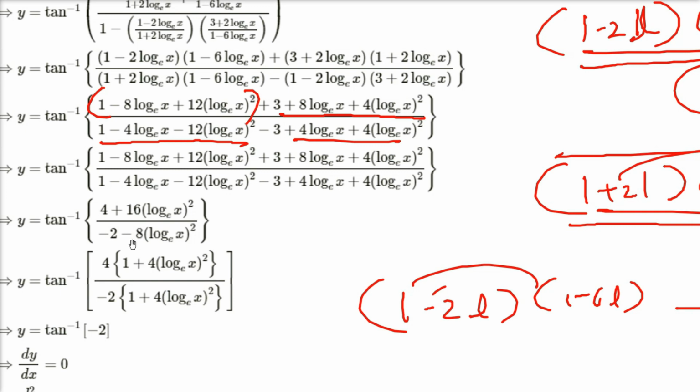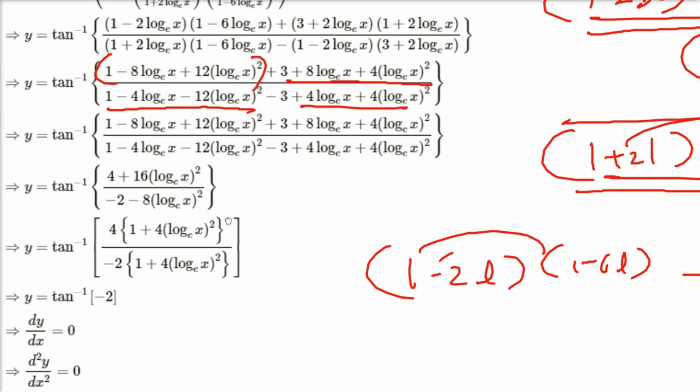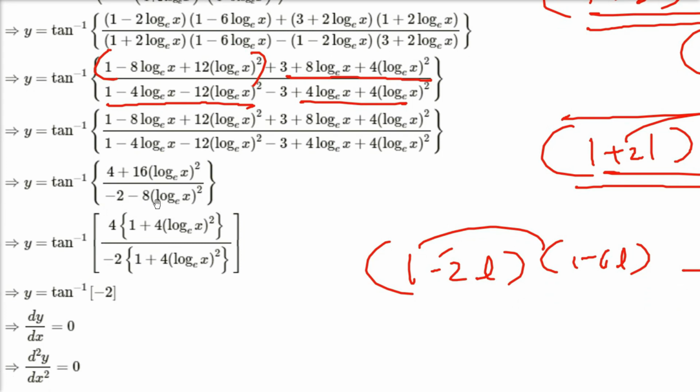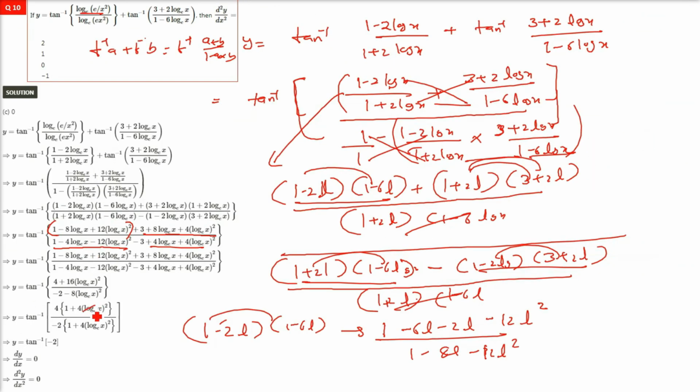4 minus 12 is minus 8, so minus 8 log x whole square. 1 minus 3 is negative 2. So in the numerator I am taking 4 common, and in the denominator you have to take negative 2 outside. So 1 plus 4 log x whole square, 1 plus 4 log x you will get in the numerator and denominator. You can just cancel them out. So when you cancel them out, you will get 4 by minus 2, that is minus 2. So tan inverse minus 2 will be there. So y is equal to tan inverse minus 2.